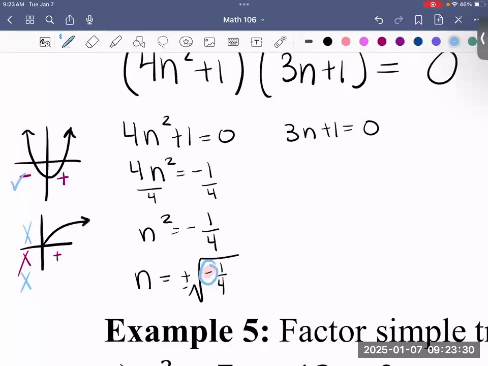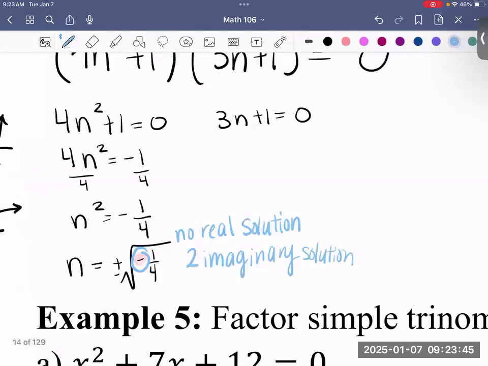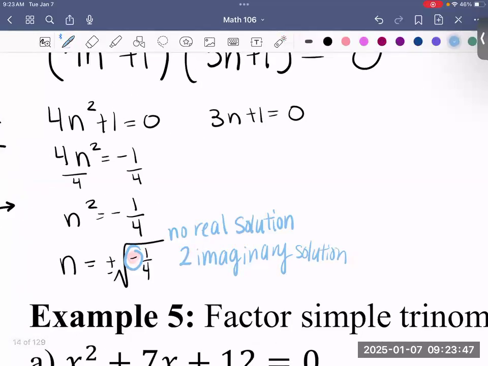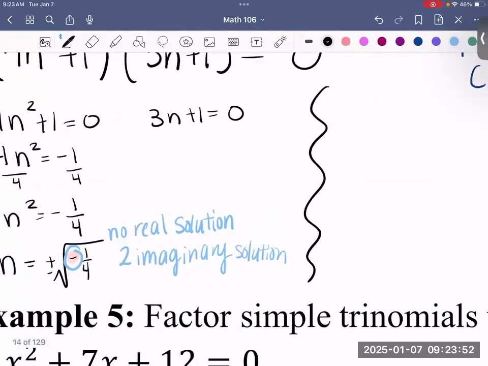So we have no real solution. Although we have two imaginary solutions. The imaginary is coming from the property, and I'm going to put it over here, the property that the square root of negative 1 is equal to i. So if we can prove that there is in fact a negative 1 under here, that it is considered an i.